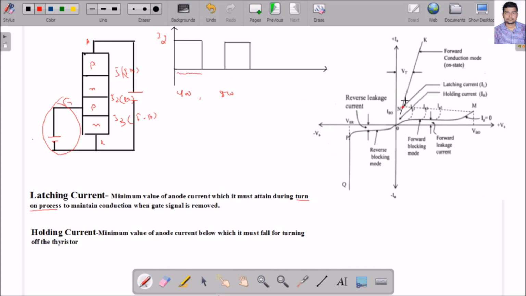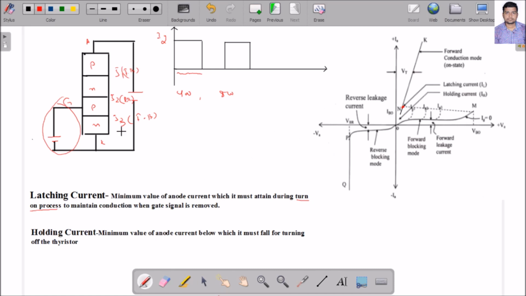The width of the pulse should be such that the anode current is more than the latching current. Suppose another thyristor is there where the latching current is more, then the width of the gate current increases. Clear? The width of the gate current is such that the anode current is always above the what? Latching current. Next we'll see what is holding current.